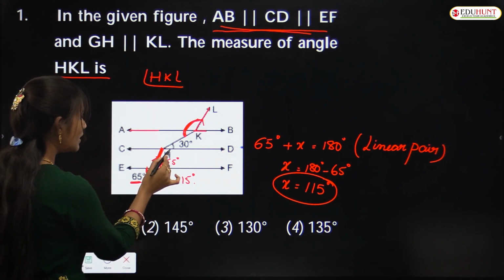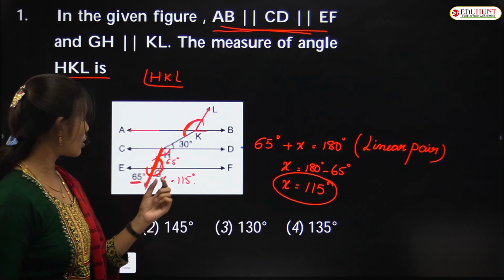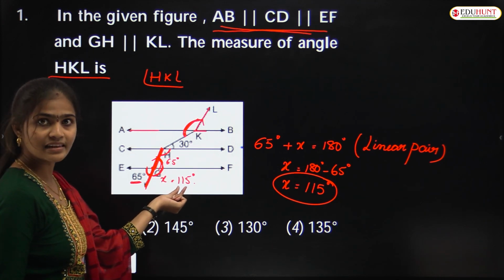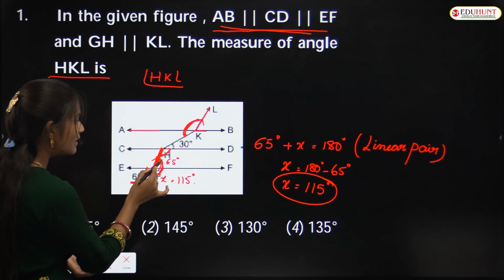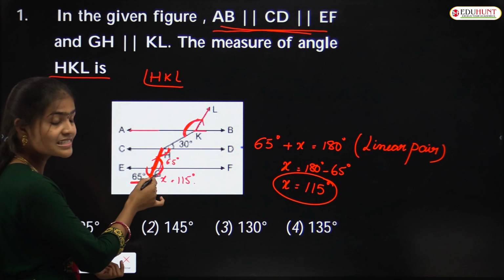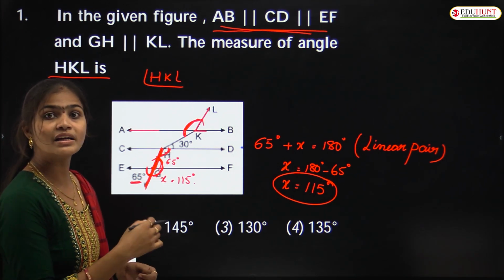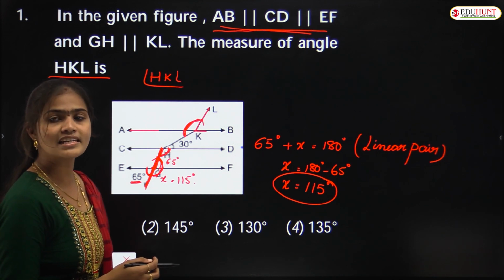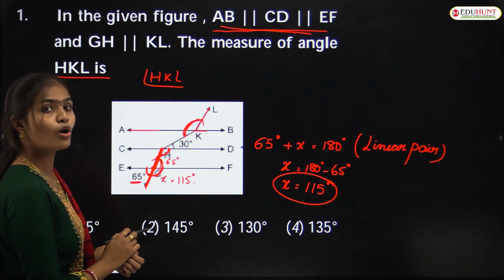Now we need to find this angle. Here we can apply two conditions. Already we got the value of X, and another angle we also know. By observing these two angles, the angle at H and the angle at Z, those two non-adjacent angles, we can say they are corresponding angles. And we know that if the given lines are parallel, then corresponding angles are equal. So by using that condition we can write it, or else.